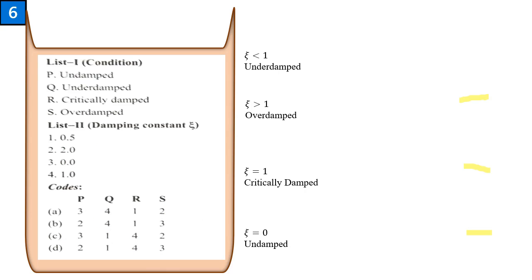P, undamped is 3. So P3, Q1, S2. Answer will be C here. C is the correct answer here. I hope you understand this question. Now let's move to the next question.